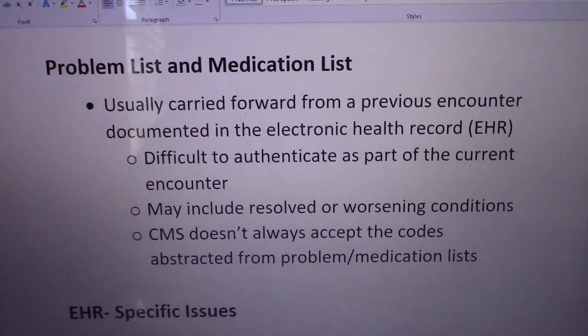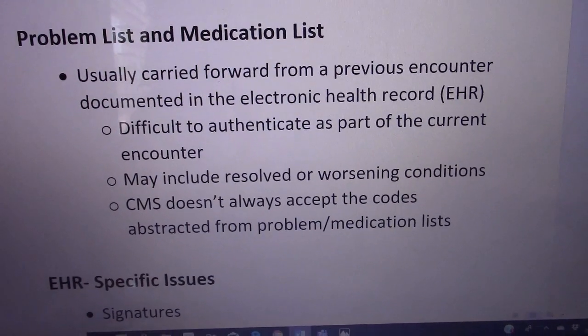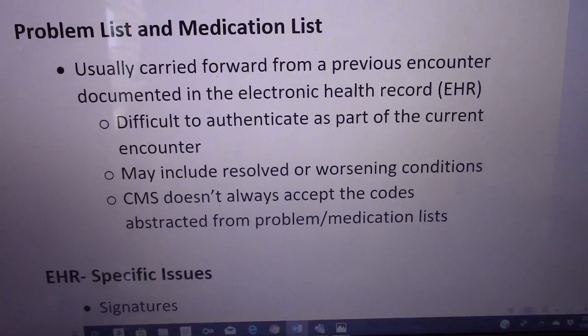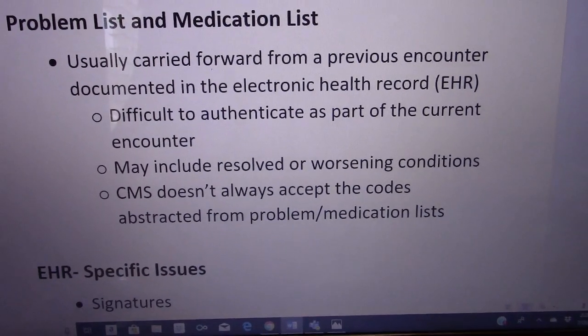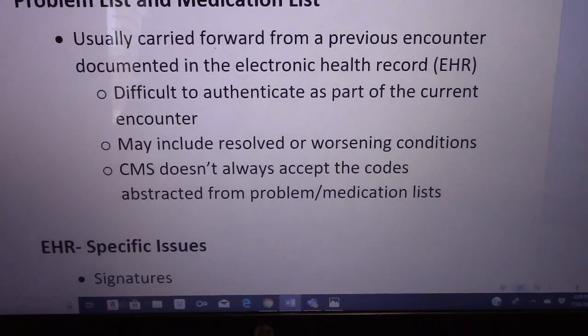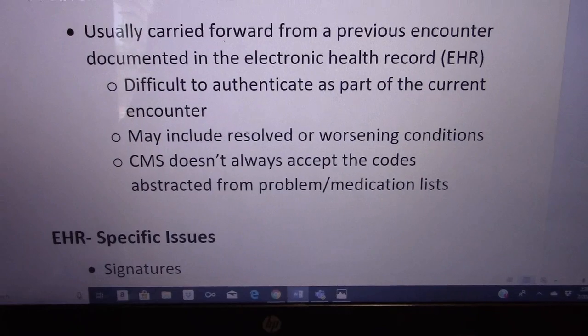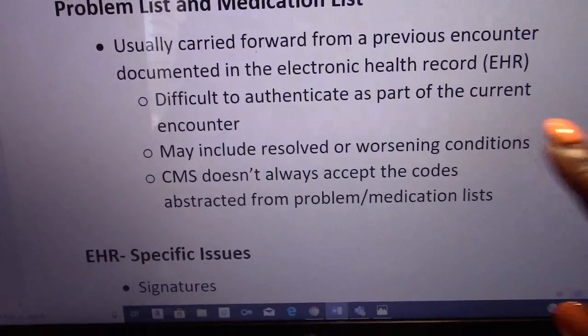Problem list and medication list, usually carried forward from a previous encounter, documented in the electronic health record. These tend to be difficult to authenticate as part of the current encounter, and may include resolved or worsening conditions, and CMS doesn't always accept the codes abstracted from a problem or medication list.